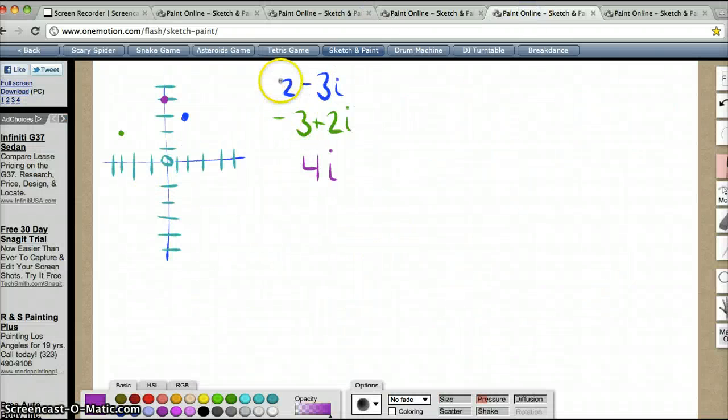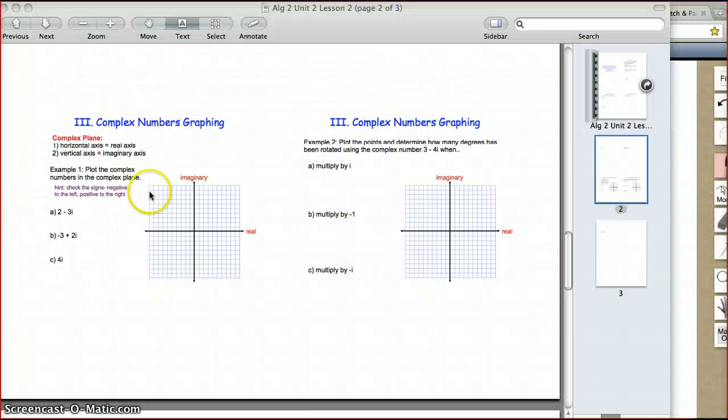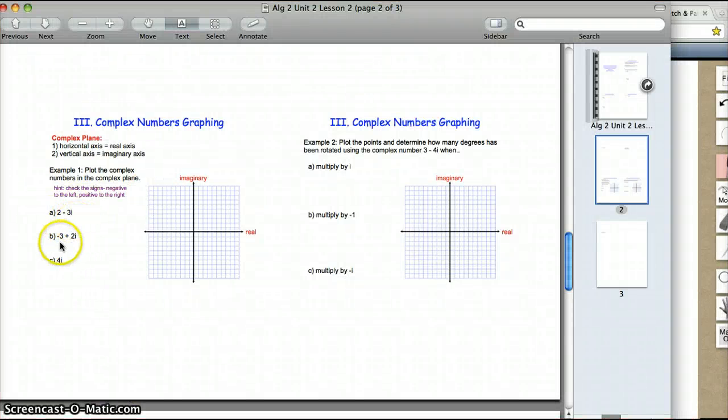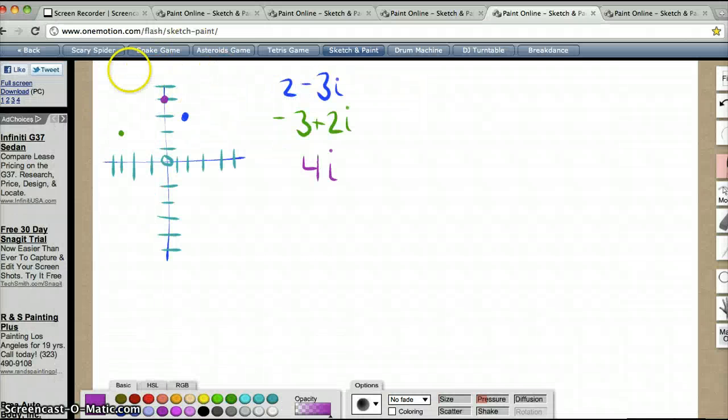So let's go ahead. We went ahead and plotted the first 3 points. So if you see here, it's 2 minus 3i, negative 3 plus 2i, and 4i. We plotted them here on this graph. So 2 minus 3i. Now the 2 is in the x-axis, so we're going to go over 2, and then the negative 3i is in the y. So we're going to go, oh, we actually should have gone down. So 2 down 3. So actually it should be here.